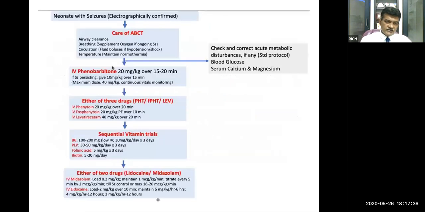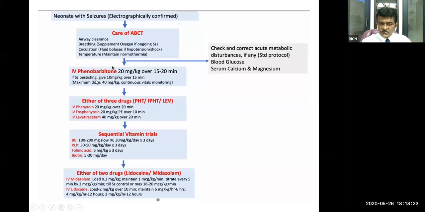Whenever they present with seizures at a neonatal age, clinically and electrographically confirmed, obviously you need to check the glucose, calcium, and magnesium, and correct them. If they are fine, then you go for this algorithm. Obviously ABCT: take care of airway clearance, breathing, supplement oxygen if required, circulation, and maintain temperature in the normal range. Then load phenobarbital 20 mg per kg over 15 minutes and wait for 15 minutes. If there is no control of the seizures, you can load another 10, and the maximum is a total of 40 mg per kg. You need to monitor respiration and blood pressure closely.